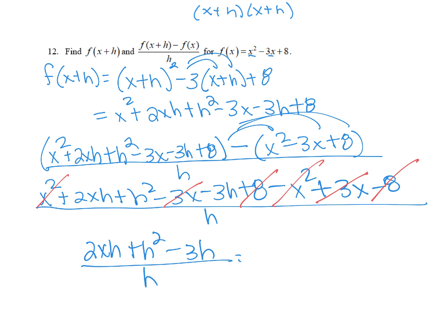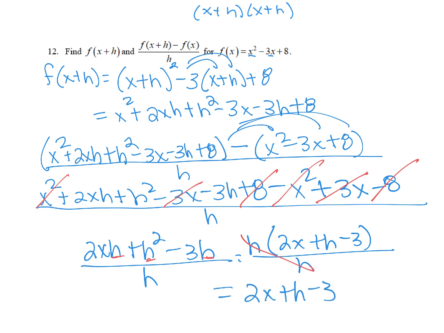So what can I do? Well, all three of these terms have an h. So we're going to factor out the common factor of h. That gives me h times 2x plus h minus 3, divided by h. Now those two divide out. So my final answer is 2x plus h minus 3. It's a lot of writing. You'll get the patterns of things that happen, and you might be able to shorten the writing of it. But in these first instances, you need to write all those steps out, or I'm telling you, you're going to miss a term.